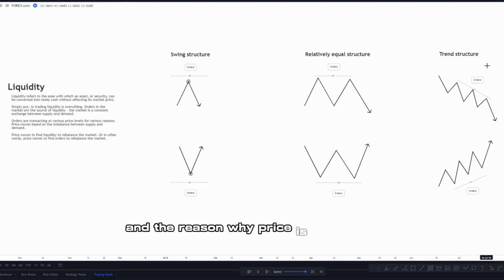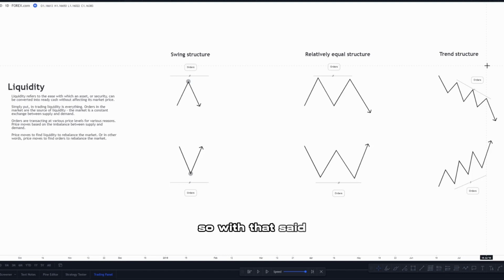And the reason why price is moving up or price is moving down is to balance the amount of orders that are resting in the markets, to find a stance of liquidity to create that balance. Because in fair exchange, price will remain constant or relatively stable, but as soon as there is an imbalance between demand or supply, that is when price will move rapidly either up or down to rebalance, to get it back to a state of liquidity where orders can very simply be converted into cash without inversely affecting the price.